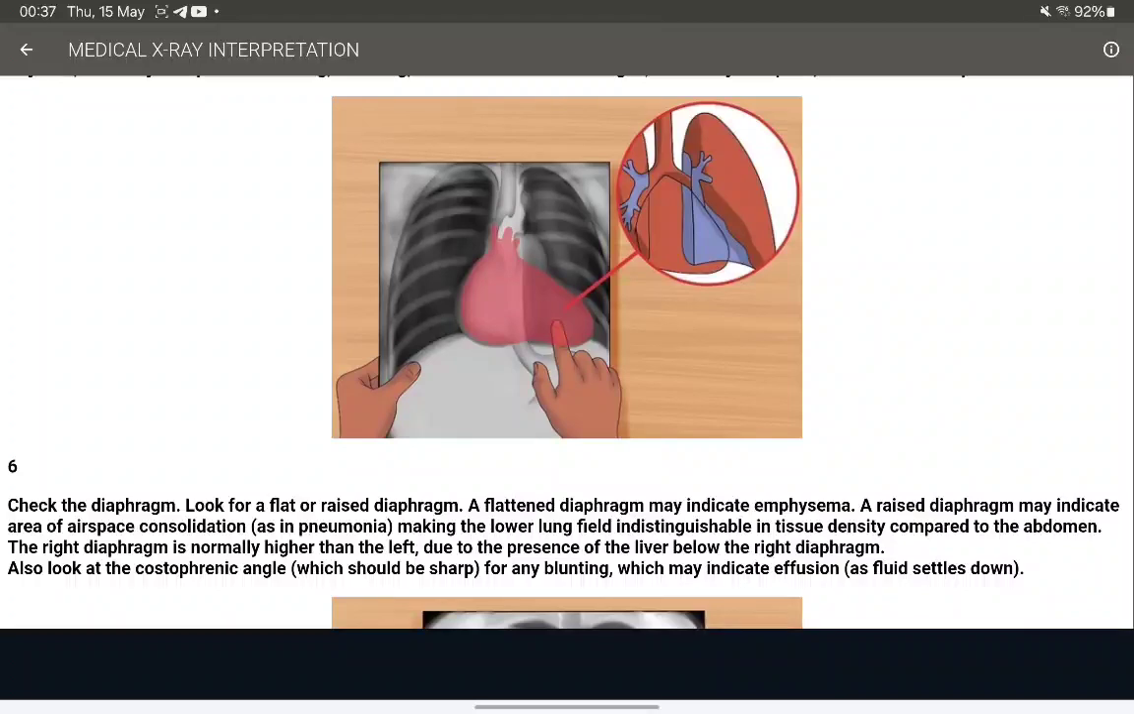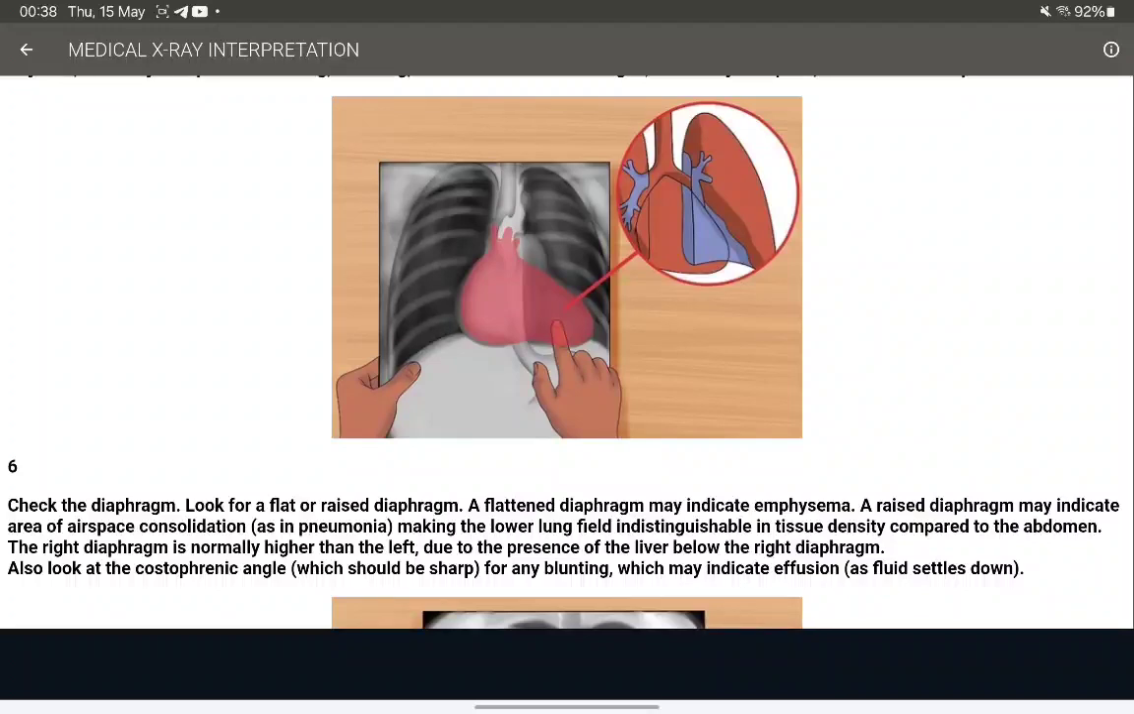Then we move to the soft tissue. After looking at the airway and lung fields, we go to the soft tissue. For soft tissue, check the diaphragm. The diaphragm is the muscle that separates the thoracic cavity from the abdominal cavity. Look for a flat or raised diaphragm.